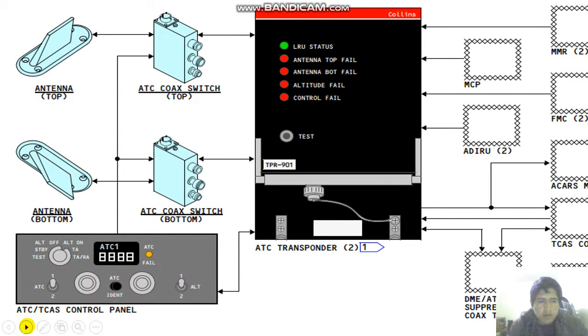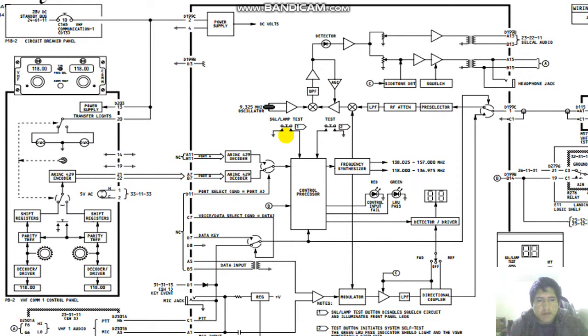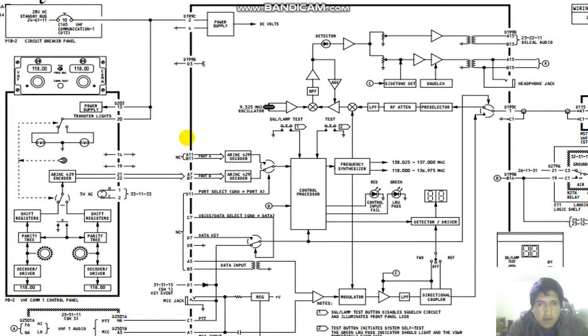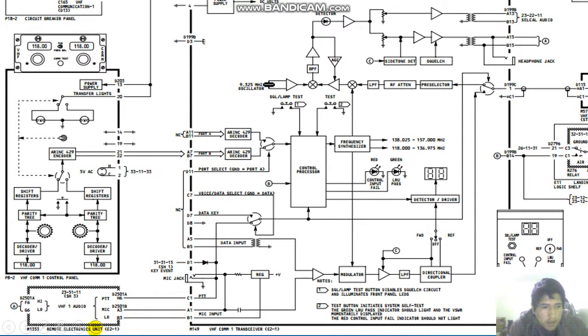So, the other activity is the VHF communication. This is the schematic wiring about the plane, the Boeing 737. Well, in this case, it shows all components: the transceiver, then the control panel, the antennas, and the electronic unit, the equipment.